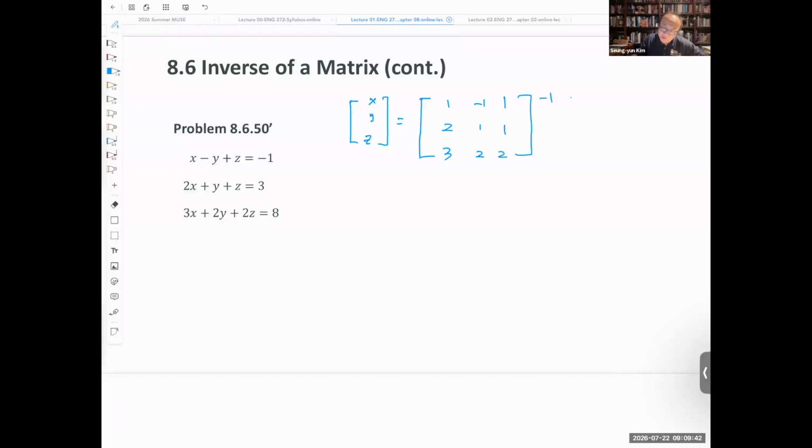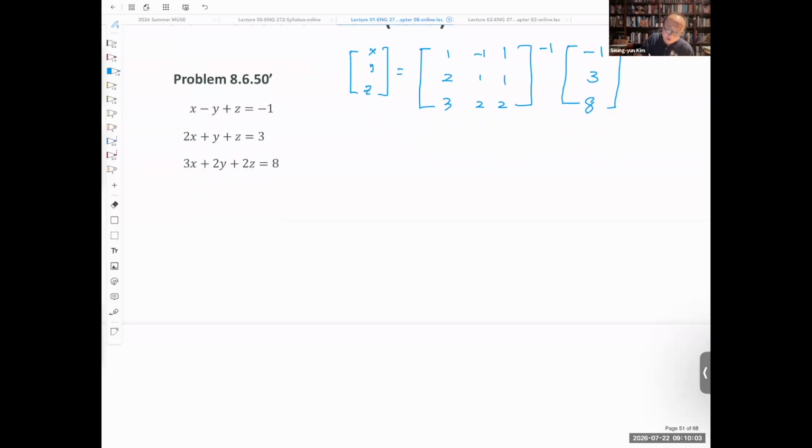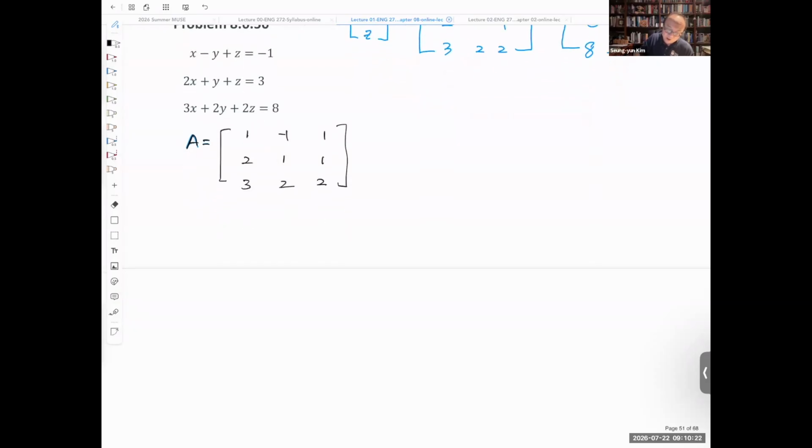We need to find the inverse matrix first, and then we need to multiply that by this number. So let's find the inverse matrix first. A is given as 1, negative 1, 1, 2, 1, 1, 3, 2, 2. To find the delta, I'm going to copy down the top two rows here: 1, negative 1, 1, 2, 1, 1.